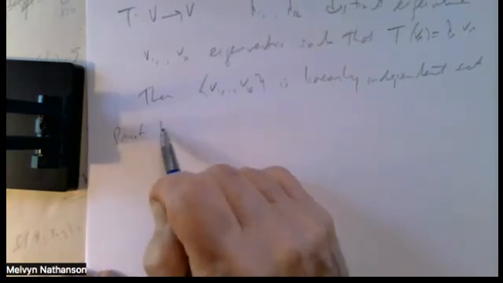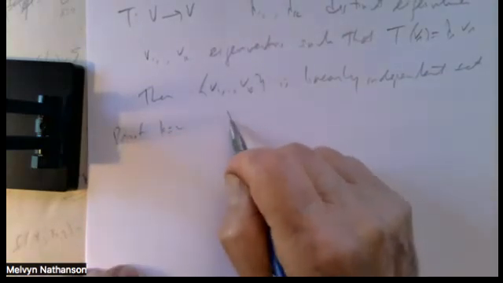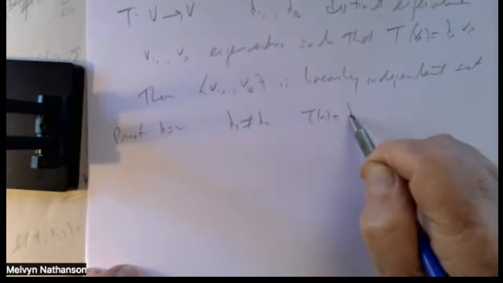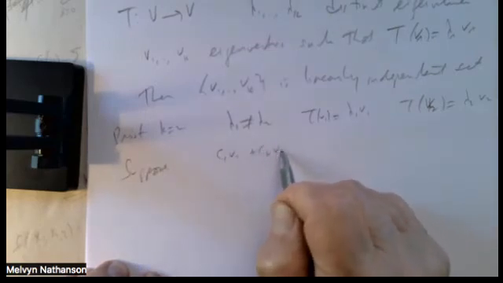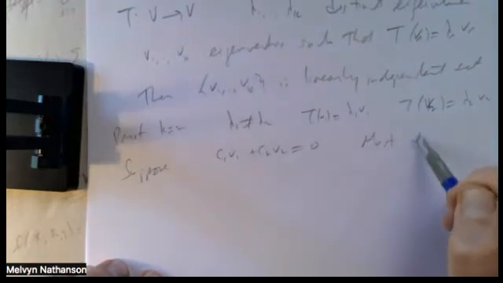And let me just show you the proof. In this case, k equals 2. So we have lambda_1 different from lambda_2, two different eigenvalues. T of v_1 is lambda_1 v_1, and T of v_2 is lambda_2 v_2. So suppose c_1 v_1 plus c_2 v_2 is 0. I want to show c_1 equals c_2 equals 0.